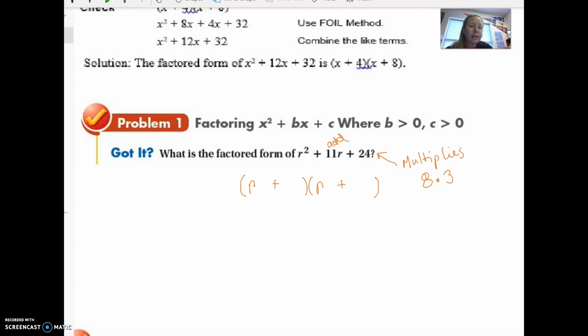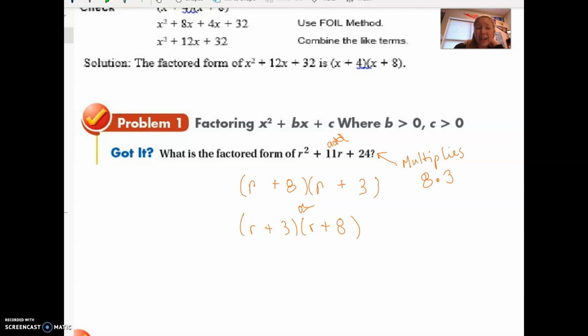So that is the combination. Now, when it's addition like this, it doesn't matter where the 8 and the 3 are placed as long as it's in one of the binomials. So I could write it like this, or I could flip those and say r plus 3 and r plus 8, using the commutative property in a way. It doesn't matter where they are as long as they're in one of the binomials. So either of those work.